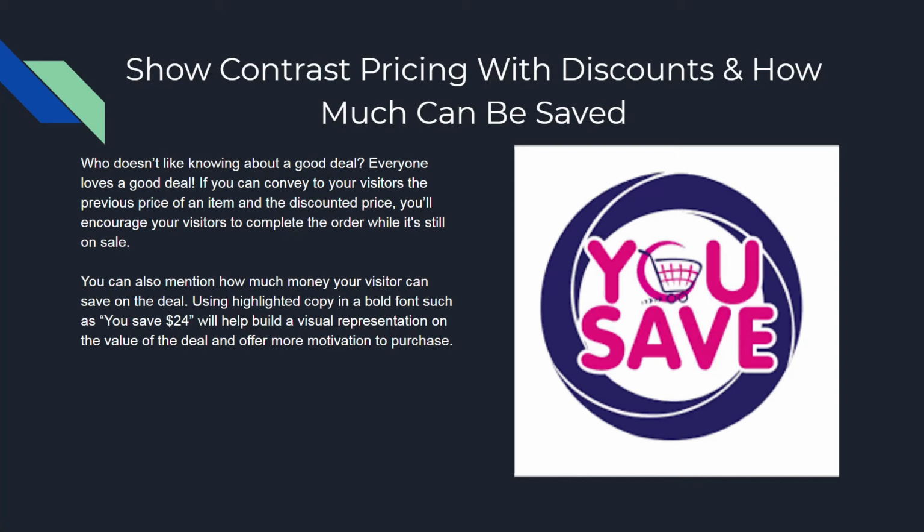Now you can also mention how much money your visitor can save on the deal. So using highlighted copy in a bold font, for example, such as "you save $24," will help build a visual representation of the value of the deal and offer more motivation to make the purchase. So show the contrasting pricing, show the discount, and show how much can actually be saved with the deal. And this should help to improve your checkout process.